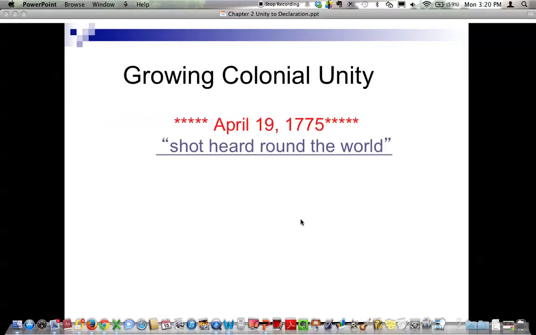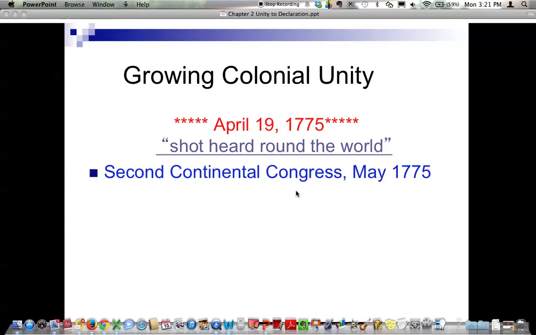One event that is leading up, and I'm going to stop here right now, is April 19th, 1775. This is the shot heard around the world, which is the Battle of Lexington and Concord. This event will happen right before the Second Continental Congress, and this will be the fifth and final part before we talk about the Declaration of Independence.